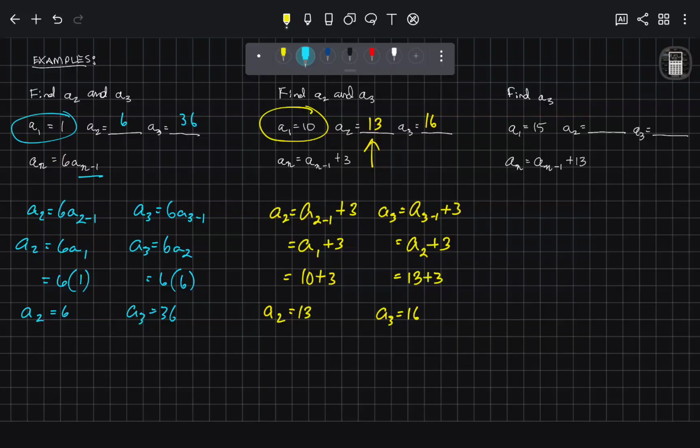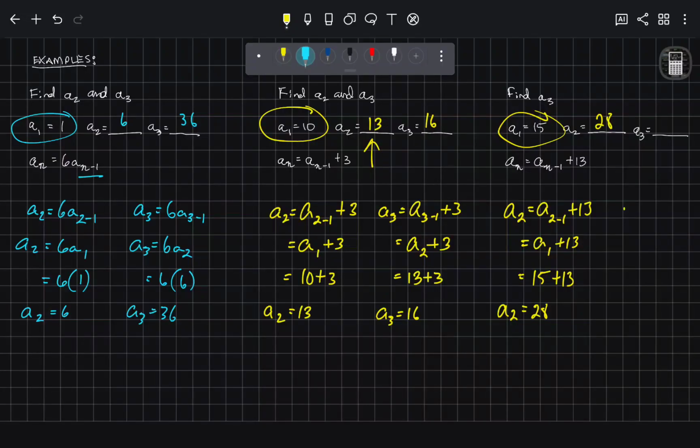Find a3. This is where the recursive sequence comes into play versus a regular sequence: whenever we're trying to find a3, I can't just jump to the third term. I have to find the second term and then use the second term to find the third term. So here we're going to go a2 minus 1 plus 13. As we evaluate, you're going to see how this tells you what you need to be putting into the formula. So I'm taking the first term, a1, which was 15, substituting it in for that. Now I know that a2 is going to be 28. Which makes sense also because it's whatever the previous term was plus 13. So 15 plus 13 is 28.